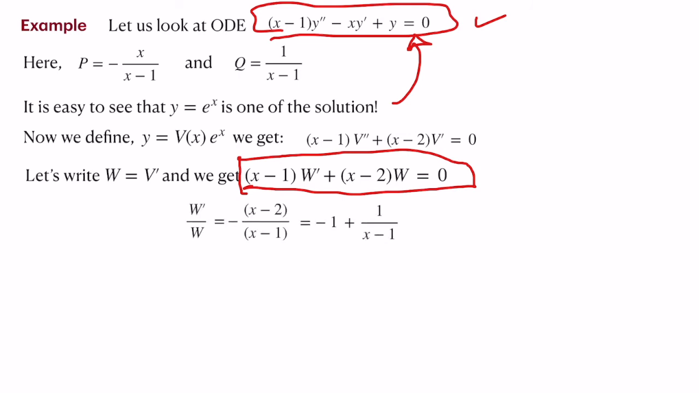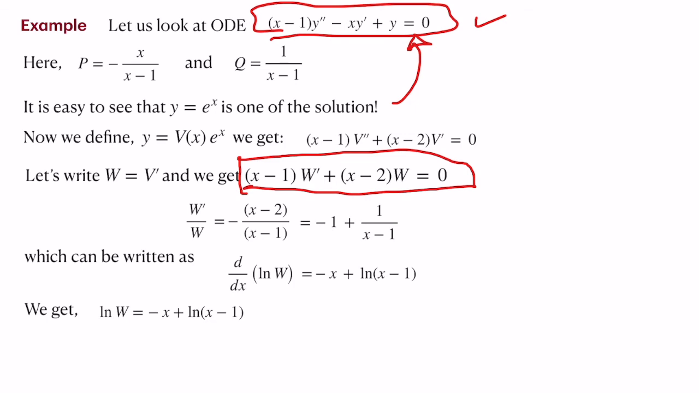What we have is w prime by w is equal to minus x minus 2 divided by x minus 1, which is equal to minus 1 plus 1 by x minus 1. In this case, it can simply be solved, and we have d by dx of log w is equal to minus x plus log x minus 1. Once we solve this, what we get is log w is equal to minus x plus log x minus 1. Once we have w, we can simply get v back by solving the differential equation.